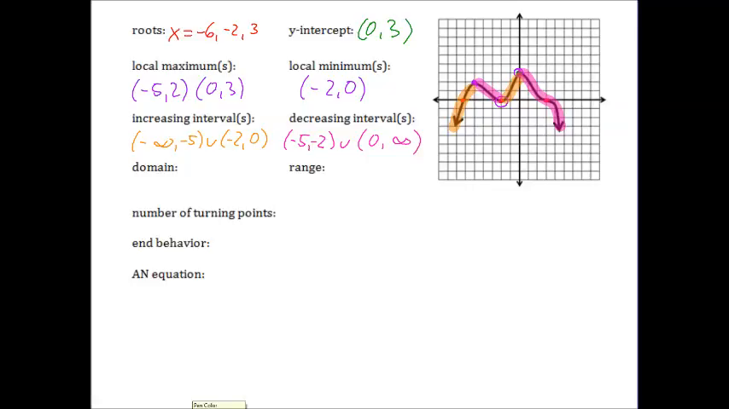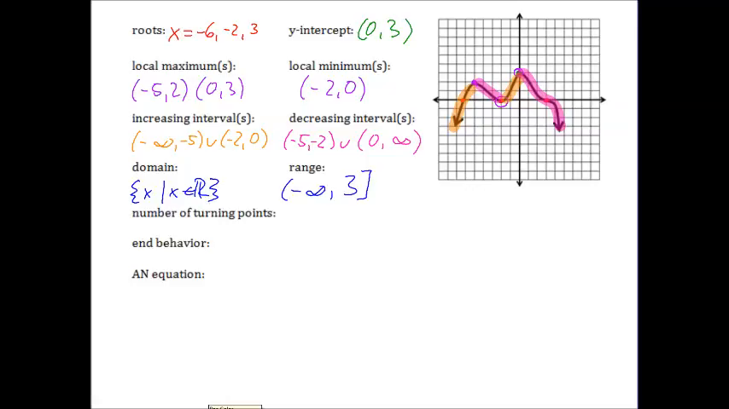Domain and range. Well, our domain is all real numbers yet again, from negative infinity to positive infinity. Our range, however, goes from negative infinity all the way up to positive 3. Positive 3 is our y-intercept and also one of our local maximums. So that is part of our function. That means we need to use brackets here, not just parentheses.